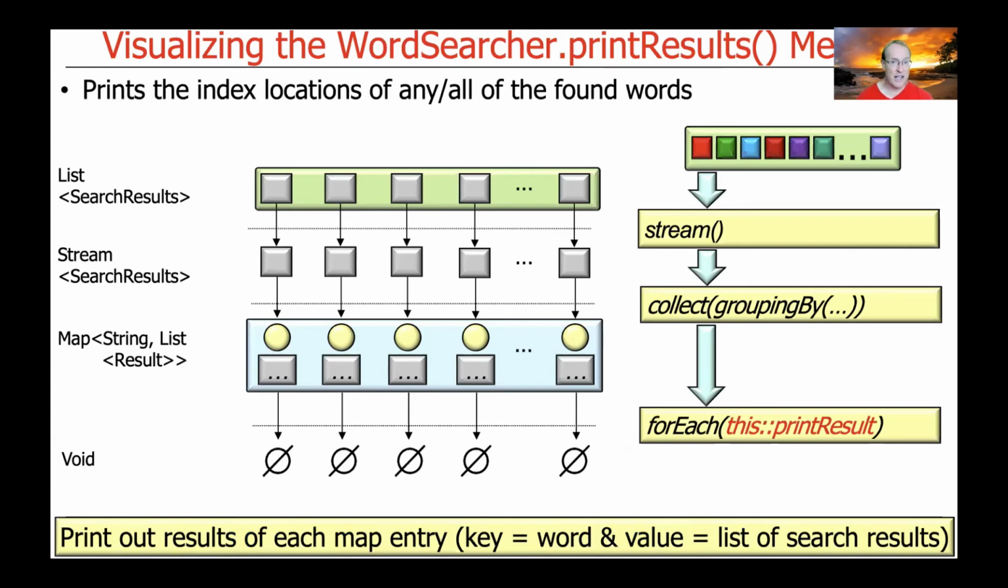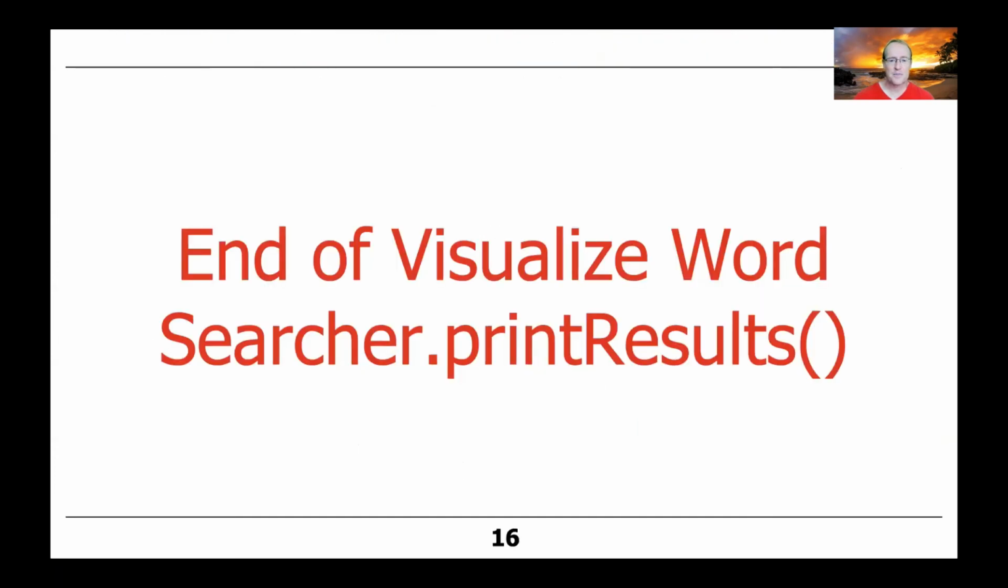Print result is, of course, going to have no output. It's just going to have a side effect, which will print the results. And since for each it's not really a terminal operation in the sense that it's not terminating a stream in this case, but it has the same type of semantics. It has a side effect as opposed to returning a value. And the side effect, of course, will be to print out the words and the list of search results in that nicely formatted way we saw at the very beginning of the slides. So that's the end of the visualization of the WordSearcher printResults method. What we'll do next, of course, is take a look at the implementation.